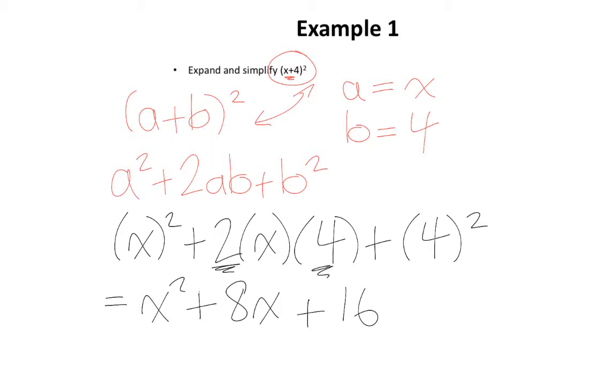If you don't remember this shortcut during a test, you can just multiply x plus 4 by x plus 4, and you can use the FOIL technique. It will take a little bit longer, but you will get the same answer.